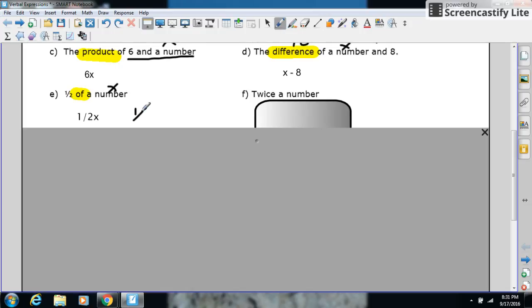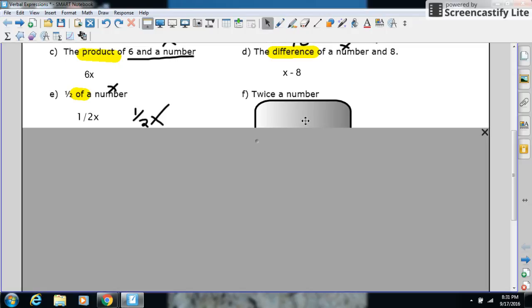Don't use this. My 1/2 looks horrible. Don't use x for times. And now that you're in algebra, that means an unknown. This is the quickest way to write it: 1/2 of an x, a number next to a letter, a number next to a number, a letter next to a letter. They all mean multiplication.